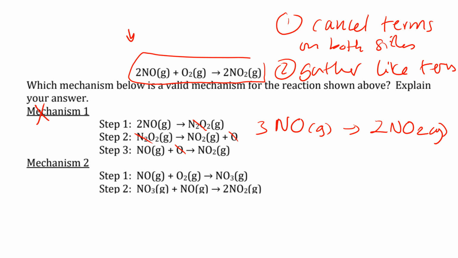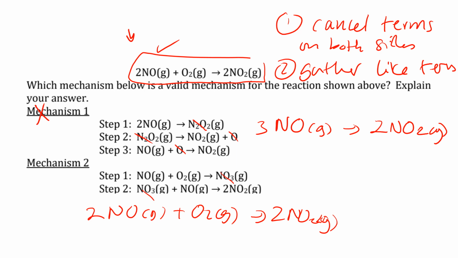Let's double check the other one. So I have NO plus O2. Good. I have that here in my overall mechanism. NO3s are canceling out on both sides. I have no other terms on opposite sides. I'm just going to gather my like terms if I have any. So it looks like I have 2NO gas plus O2 gas producing 2NO2 gas. So it looks like mechanism 2 is my most valid mechanism. However, we need to explain it.